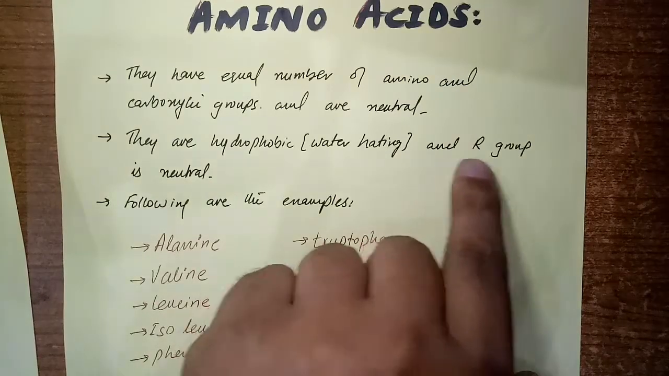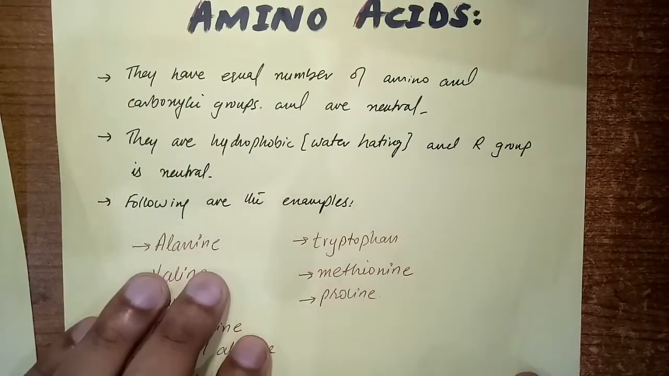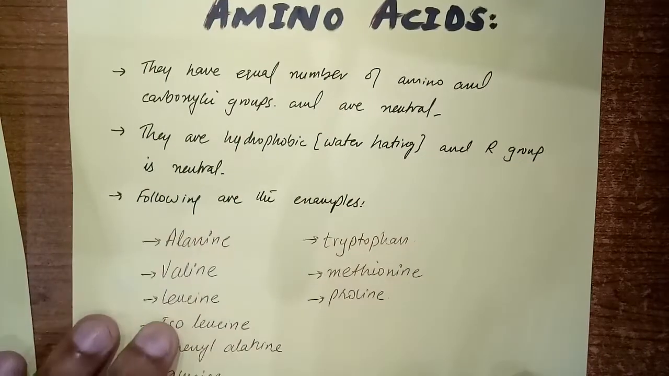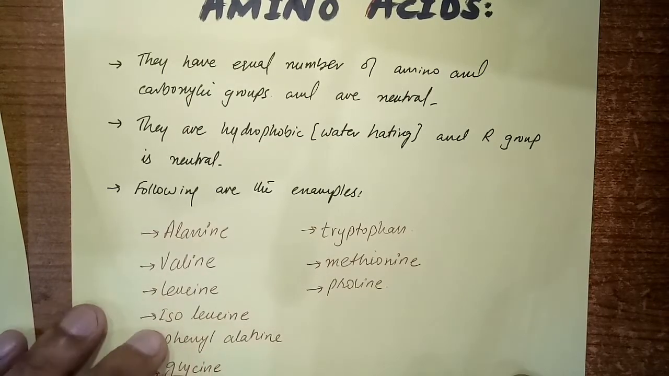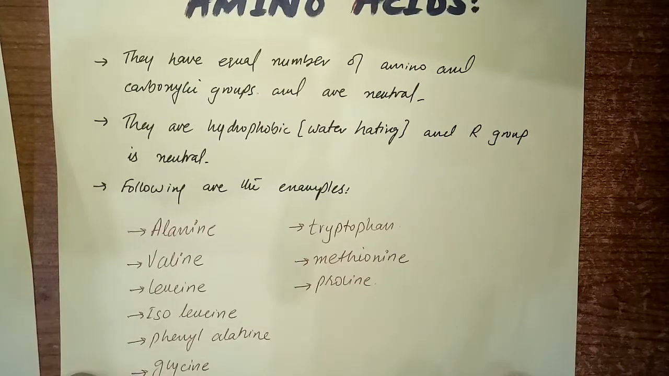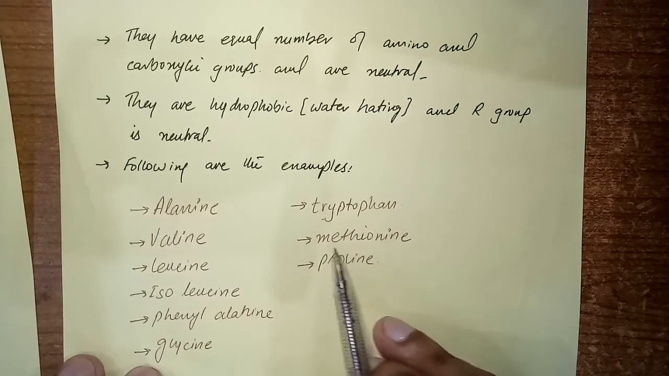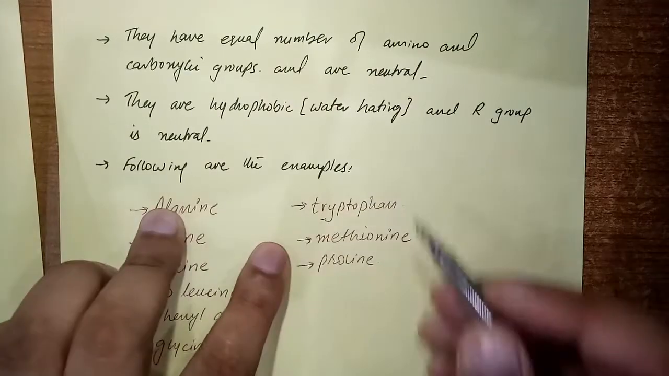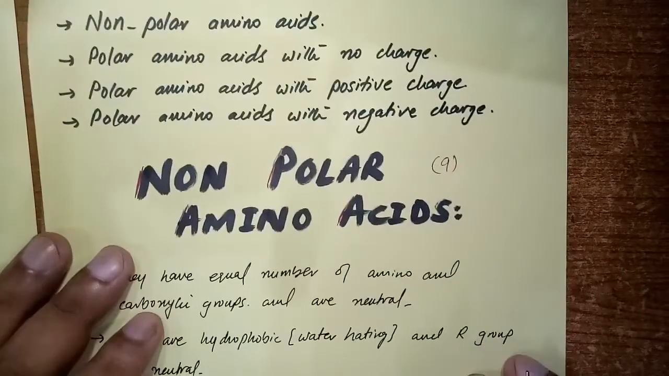I'm going to let you know later. So the R group is also neutral. It's another piece of information that the R group is always neutral. If we talk about non-polar amino acids, alanine is the first example, then valine, leucine, isoleucine, phenylalanine, glycine, tryptophan, methionine, and proline. So 1, 2, 3, 4, 5, 6, 7, 8, 9. So I have let you know about 9 non-polar amino acids, right?